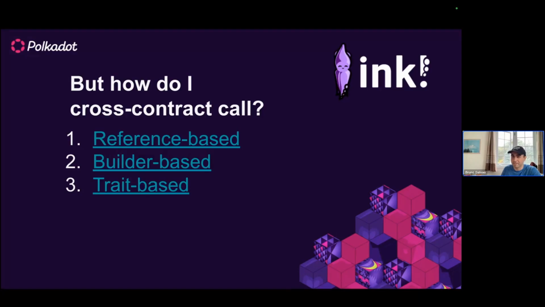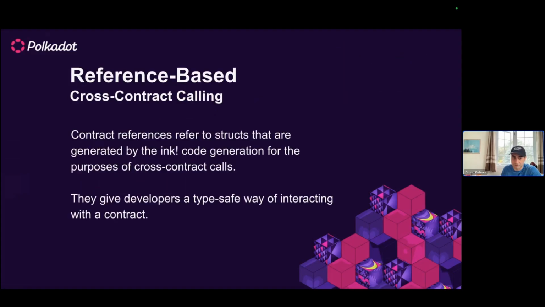The trait based is more like ink! itself. When you're writing ink!, you're writing in Rust, right? ink! is just like Rust with macros, extensions that help you write smart contracts. So it's like a programming language that's like Rust with ergonomics for writing smart contracts. And the third approach, the trait-based, is a Rust way of doing cross-contract calling because ink! is piggybacking off of traits on that one. So that'll be an interesting one for us to see.